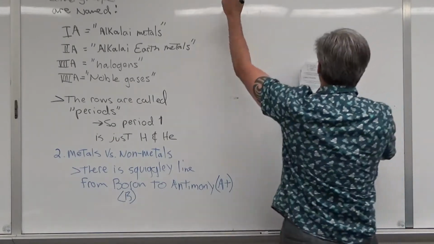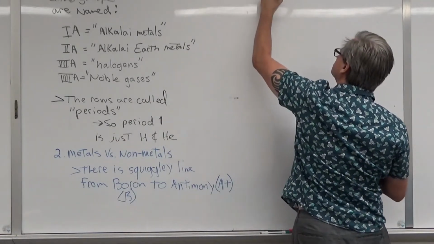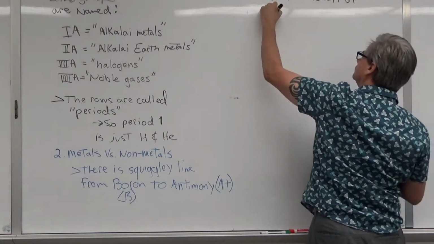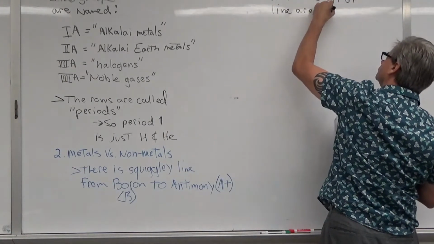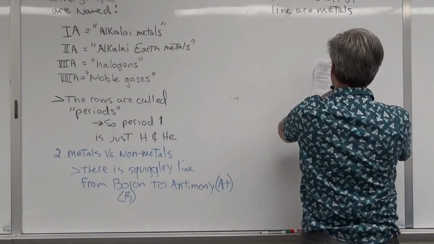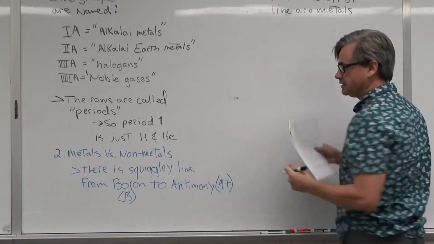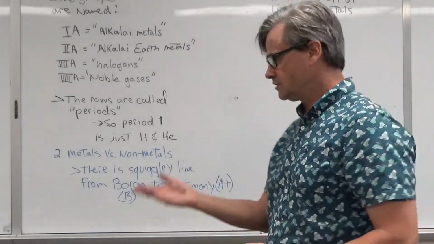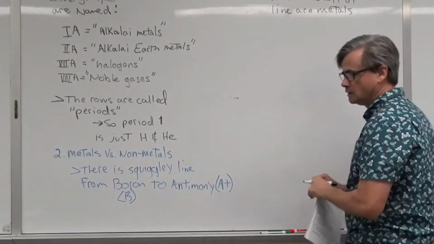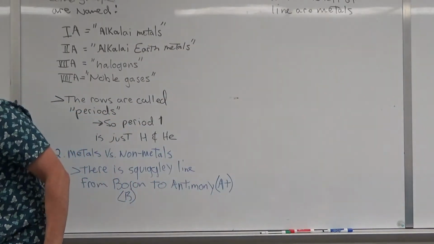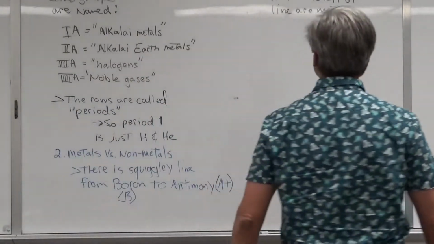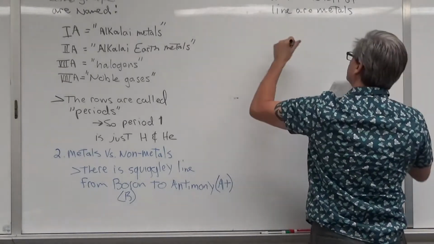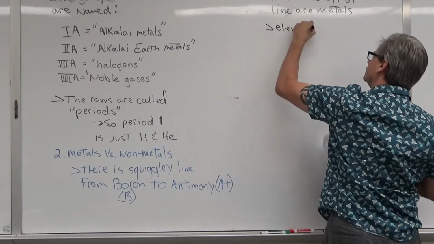Squiggly line. Elements to the left of the line are metals. And by the way, it should make some sense to you, even if you've never seen the periodic chart before. You have things like lead and copper. We think of those in everyday life as metals, so that makes some sense. And elements to the right of the squiggly line are nonmetals.